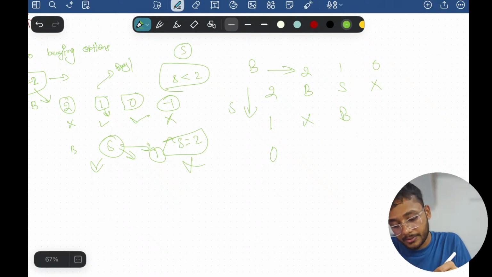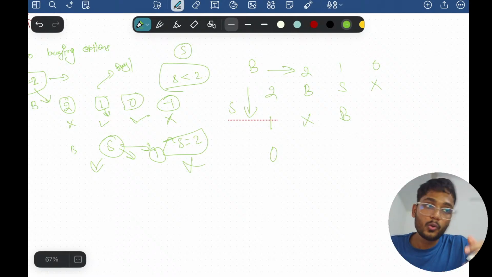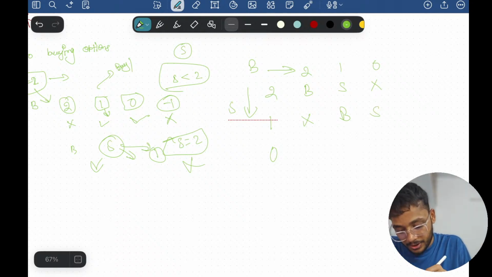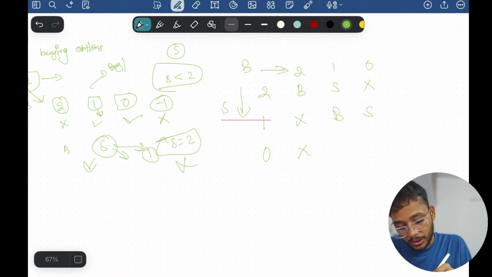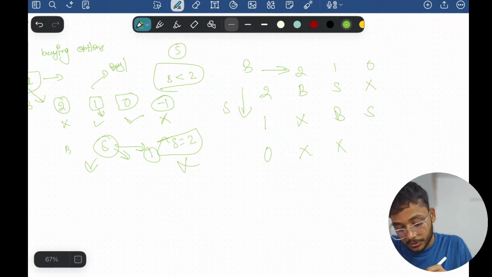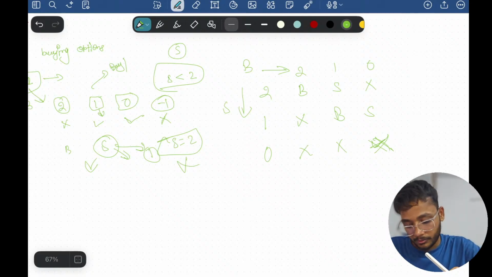And when buy is 0 and sell is 1, that means you already finished buying, now you can sell only. Another one, when buy is 0 and sell is 2, that is also not possible. When buy is 1 and sell is 0, that is also not possible. When buy is 0 and sell is 0, that means this is the done condition, so this is also not possible. When you don't have anything, why would you buy? Sell becomes 0, buy becomes 0.